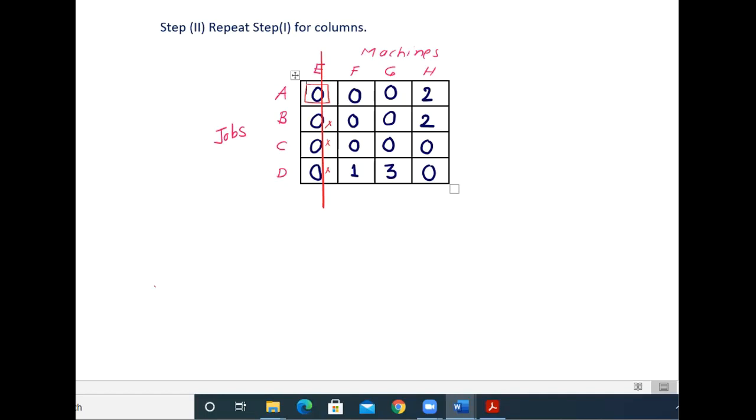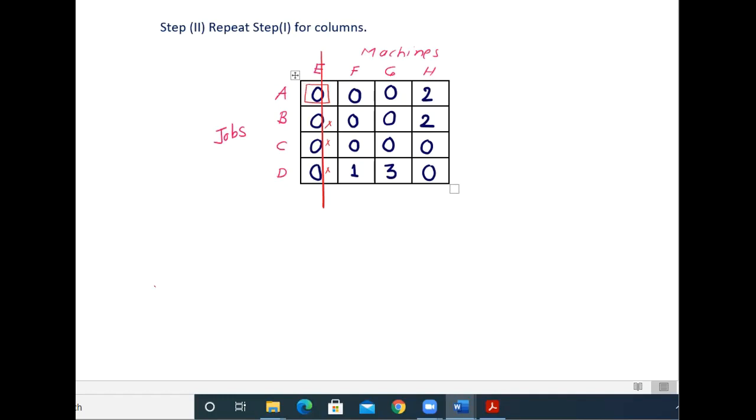That means because we have to assign one job to one machine. So when we draw a vertical line like this while making an assignment in a row, it means we cross all other zeros. That means we do not have a chance to assign other jobs to the machine E. So we have crossed it. That means we cannot assign this job D to the machine E.